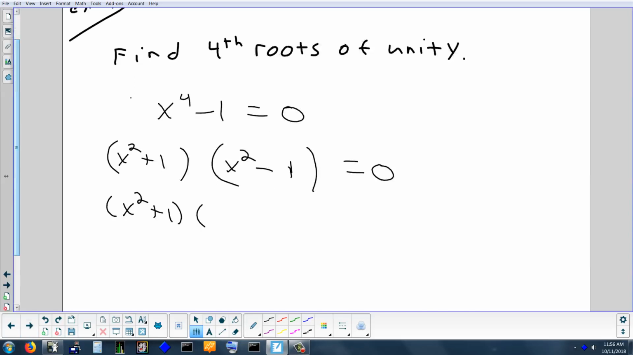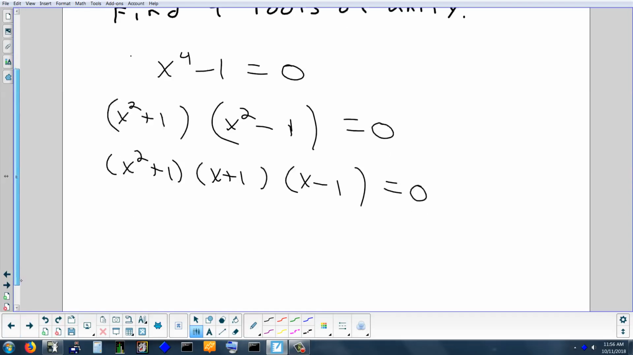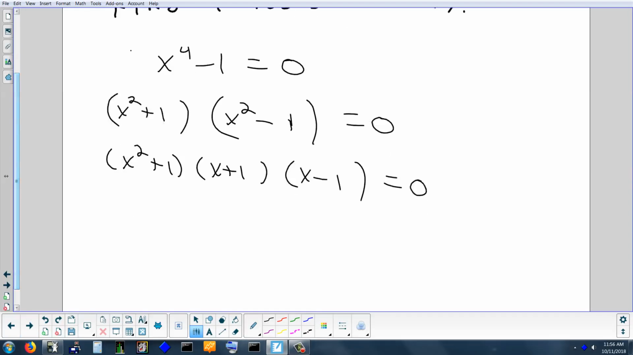But that's another difference of 2 squares. So how does x squared minus 1 factor? X plus 1, x minus 1. Now set all of those factors equal to 0, solve, and those are your roots. So here, you get x equals negative 1. Here, x equals positive 1.